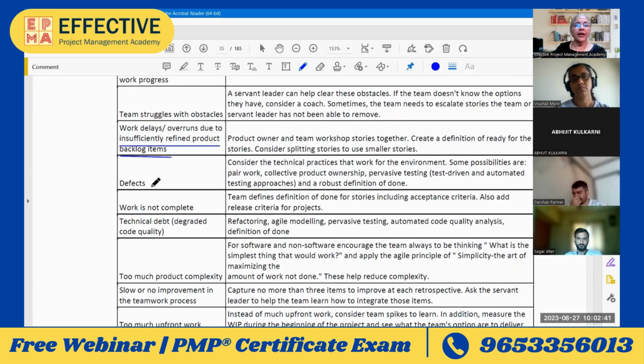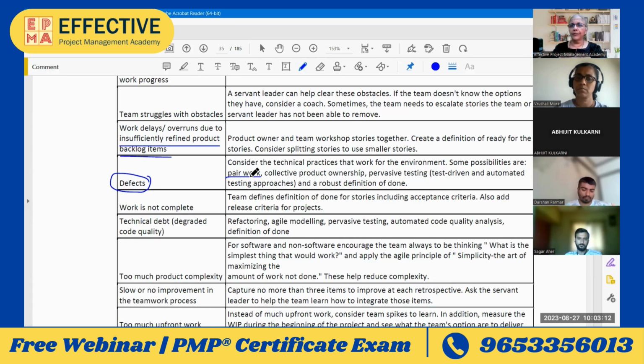and consider if the stories need splitting up. If there are a lot of defects coming up, that would mean that you need to improve your testing. Consider technical practices that work for the environment. Some possibilities are pair work. If continuously some defects are coming, this is one XP practice which will give good results in software. What is the practice?